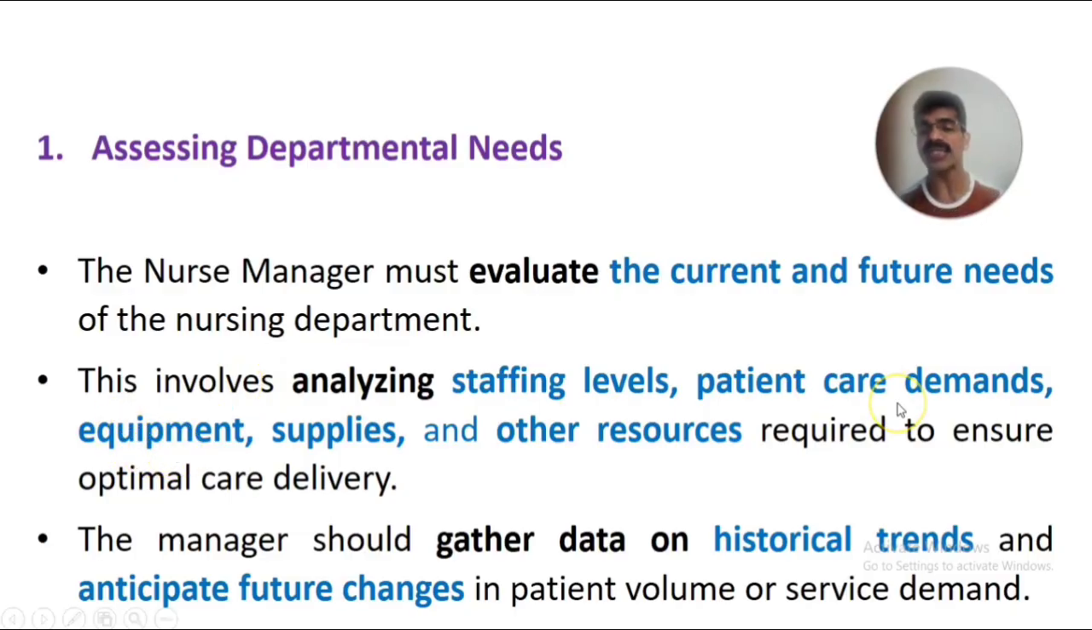Then analyzing the patient care demand, that is, according to the type of patient, what their needs, demands, and problems are. Then analyzing the equipment necessary to render quality services in that department, the supplies needed for patient care, and other resources, that is, money and materials required to render quality nursing care services. This involves analyzing staffing levels, patient care demands, equipment, supplies, and other resources required to ensure optimal care delivery for the patient and maintain high quality and standard nursing care services in the department.